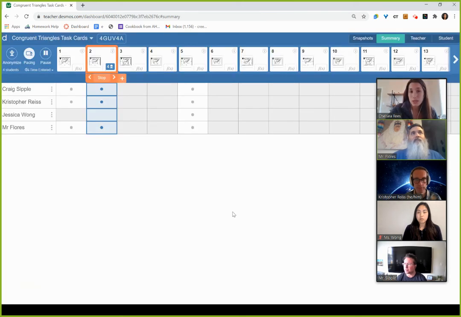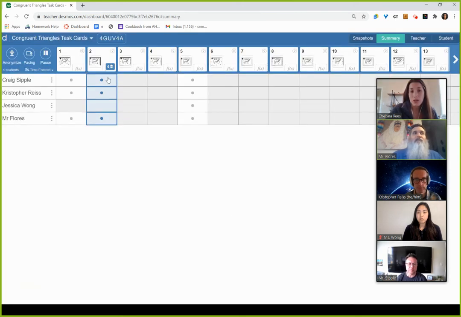So Desmos is something that we've used extensively this year in order to check student progress. And they've made great strides in their distance learning offerings.